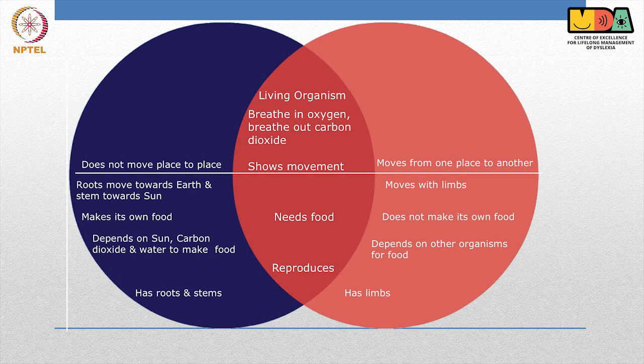Next we talk about the parts. It has roots, stems and leaves, and here it has limbs, but there is nothing in common, so I am not going to worry about it. And last, both of them reproduce, which is common and goes right into the common part. This is how a Venn diagram needs to be done. You will have to verbalize the Venn diagram and follow it up with writing.